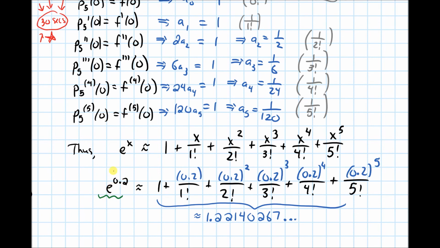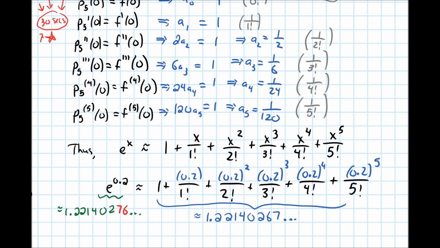Because a calculator uses stuff like this, although it might use a more accurate approximation. So a calculator will tell us that e to the 0.2 is approximately 1.221402. So far it's the same, and then 76. And then there will be some more decimal digits after that. So that is a really good approximation. It was good up until the first 6 decimal spots, and that's where it differed. So even just getting a 5th degree polynomial gave us a really close approximation.